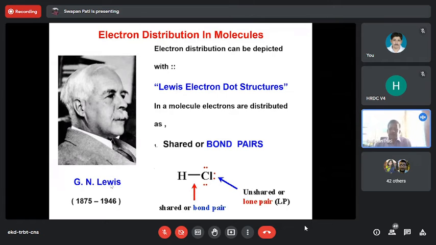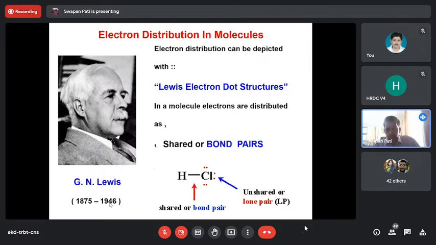So the father figure in chemical bonding is G.N. Lewis, from 1875 to 1946. Electron distribution can be depicted with Lewis electron dot structures in molecules. The electrons are distributed as shared or bond pairs. For example, the shared or bond pair.